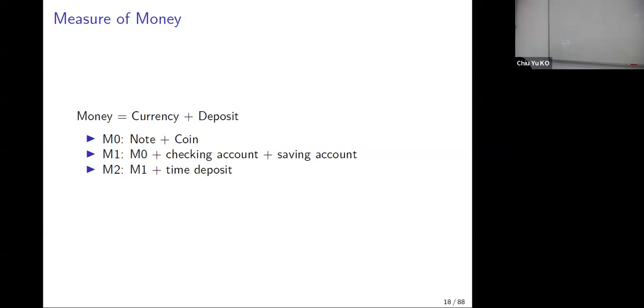But the simple one: M0 is notes plus coins. M1 is M0 plus checking account and saving account. M2 is M1 plus time deposit. Usually we focus on M2, right? It's the money that you look at, and we care about those. And the central bank only controls M0. M2 has no control. It looks at how the economy looks and how people believe in the future, and M2 will be affecting a lot of stuff.